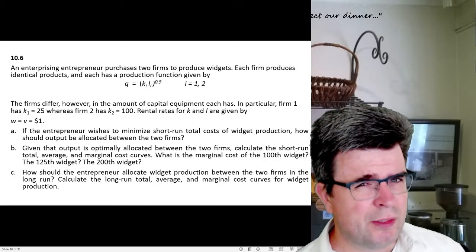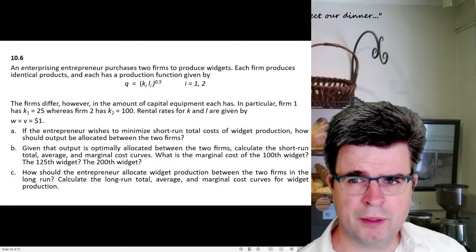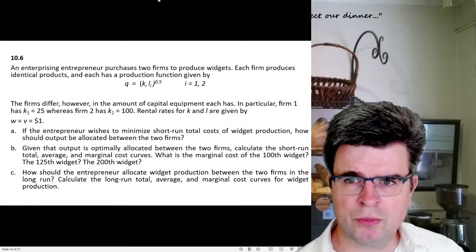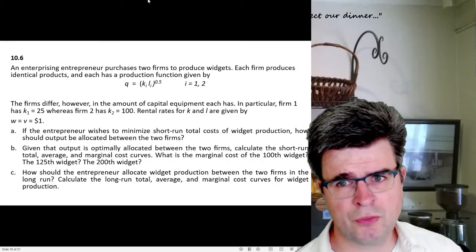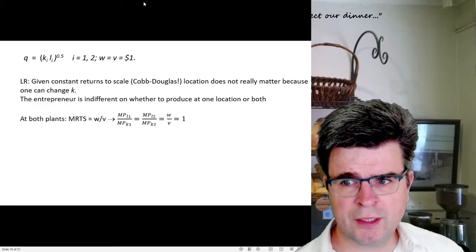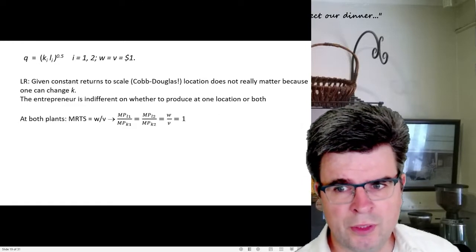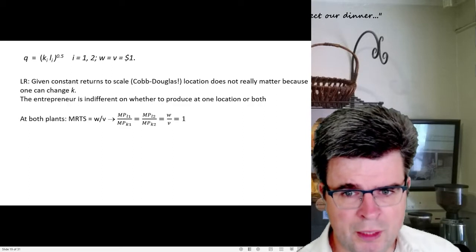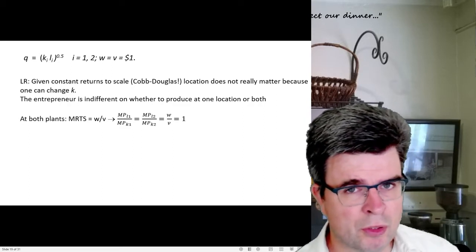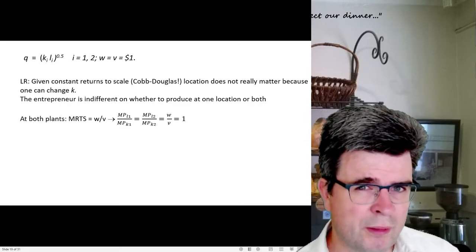This might strike you as a difficult question and a lot of work. In the end, it's not a lot of work if you realize that here we have a Cobb-Douglas production function which is characterized by constant returns to scale. And what does it mean?